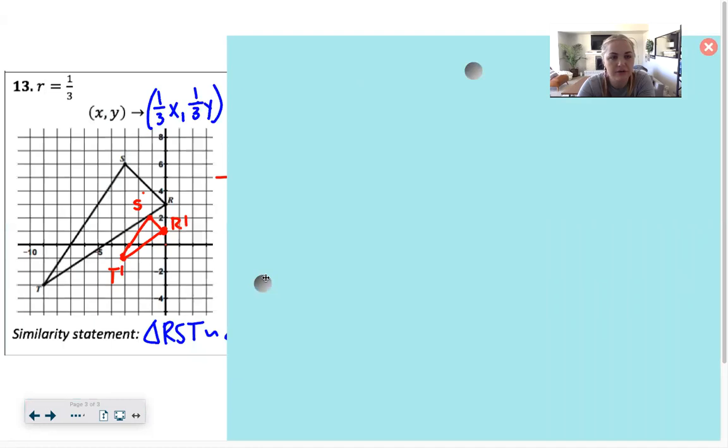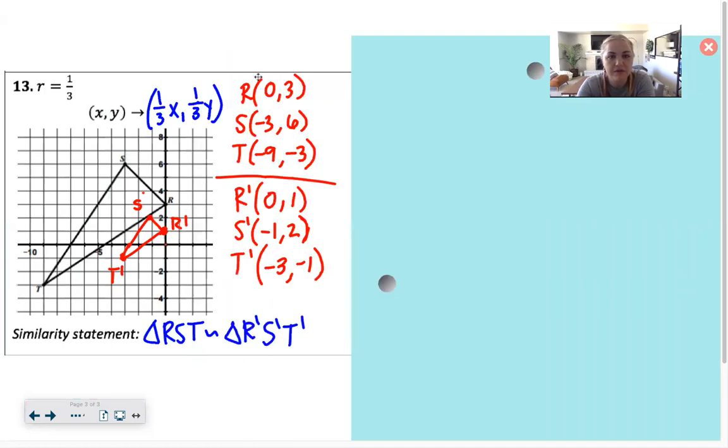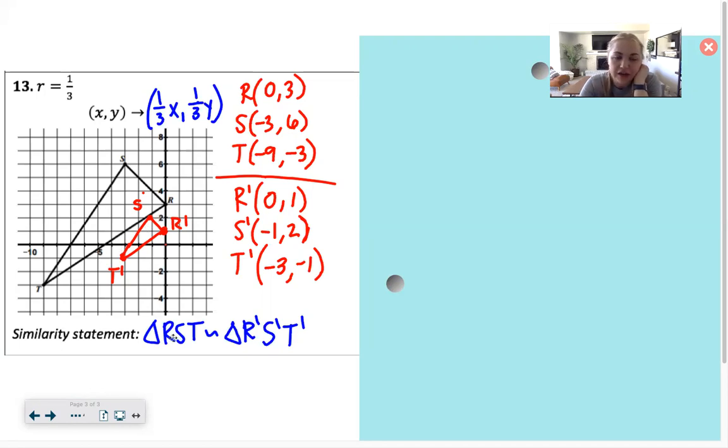I'm going to start with problem number 13. On problem 13, you can see that you're multiplying by 1/3. So we had 1/3 x, 1/3 y. My original coordinates were R (0, 3), S (-3, 6), T (-9, -3). And when I use my rule of 1/3 x's, 1/3 y's, I get R prime at (0, 1), S prime at (-1, 2), and T prime at (-3, -1). And I can see that this was a reduction or a shrink, and triangle RST ended up being similar to triangle R prime, S prime, T prime.